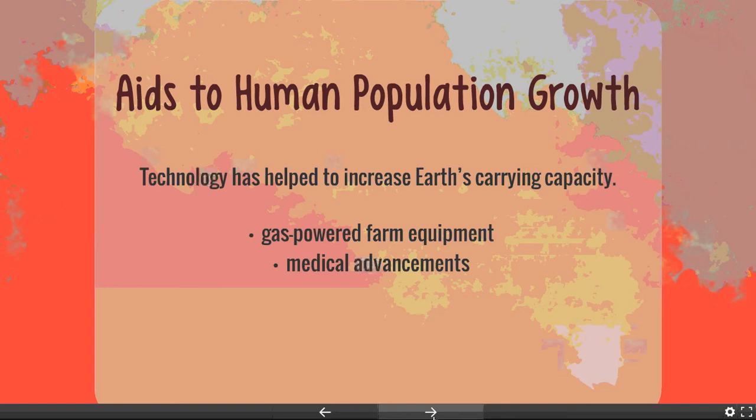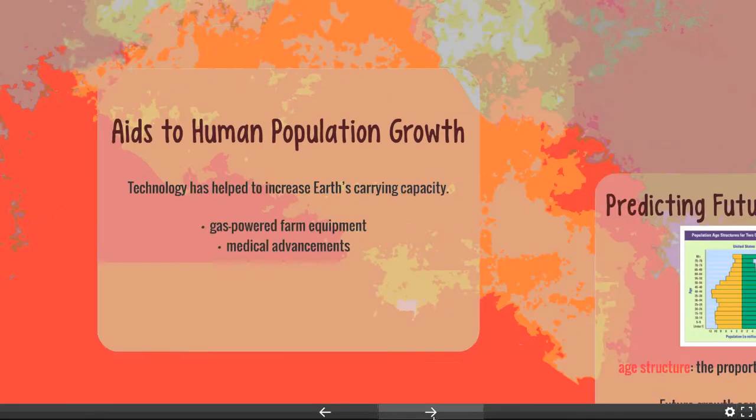Okay, so these are things that have aided to help the human population grow. So technologies help to increase Earth's carrying capacity. So like the use of gas-powered farm equipment, medical advances, all those kinds of things have helped the human population to grow and for populations to actually live longer as well.